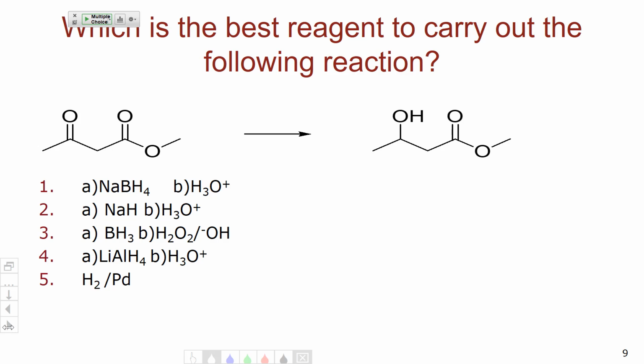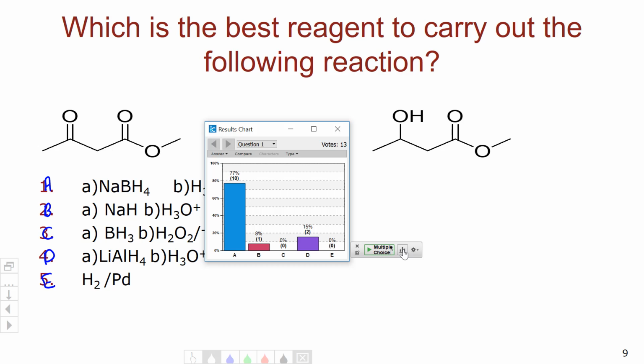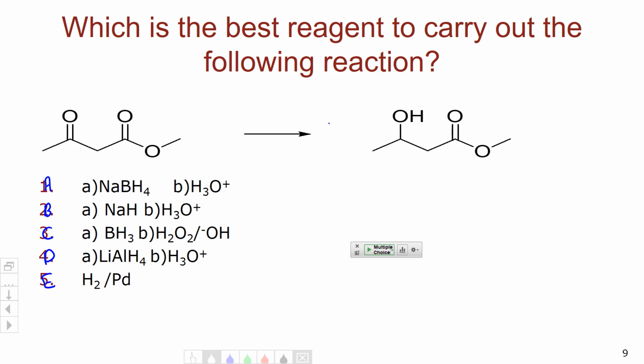So let's get started with this equation in here. We're asking about the best reagent to carry out the following reaction. So I'm going to change this to alphabetical. Please stop the video and do it. I have A to be the most popular answer. A is the right answer.